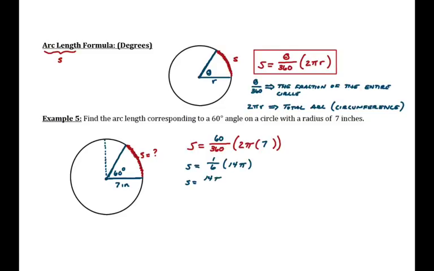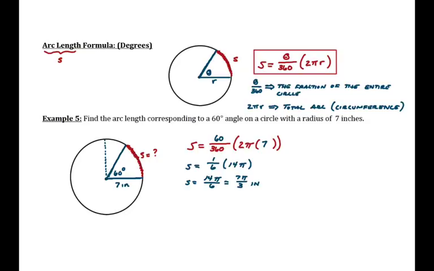I want to do a little bit of simplification. That would be 14 pi over 6. And in terms of units, it's not degrees, it's not radians. We're talking about the length of a part of the circle, so that's going to be in inches. So I would reduce that and call it 7 pi over 3 inches. And that is an exact answer.